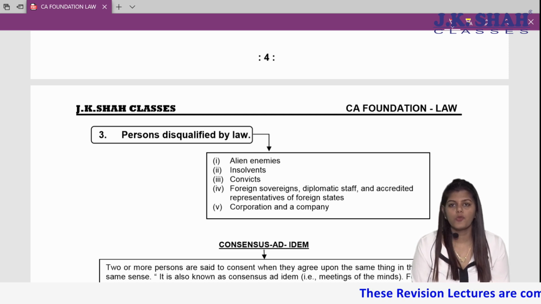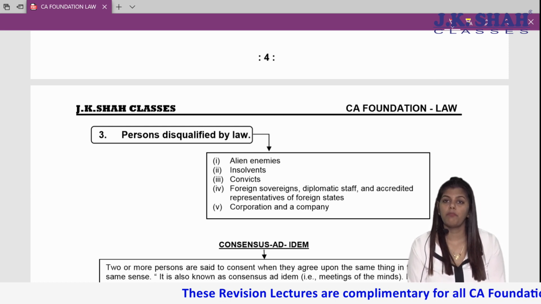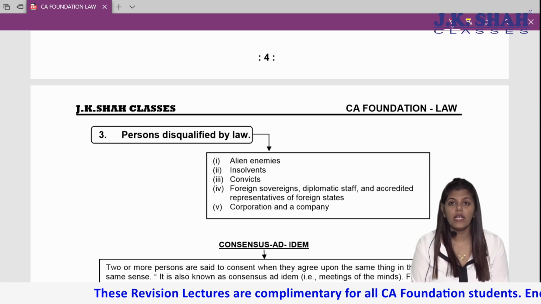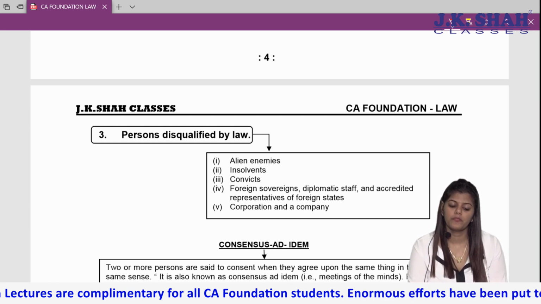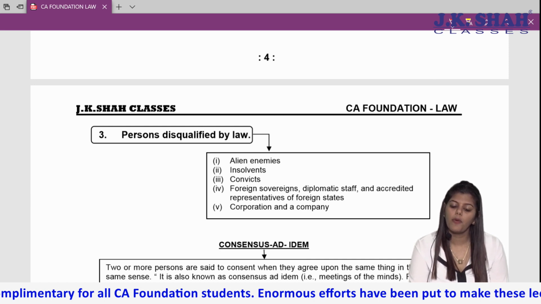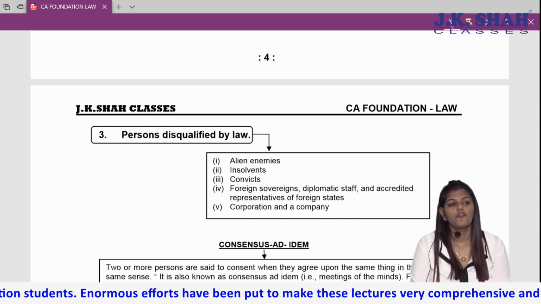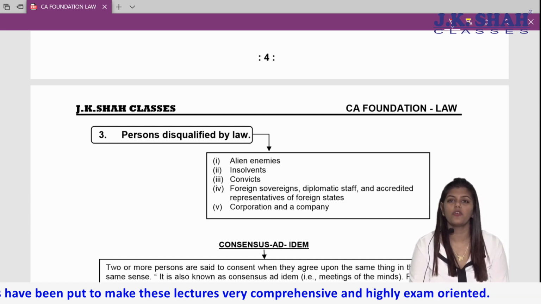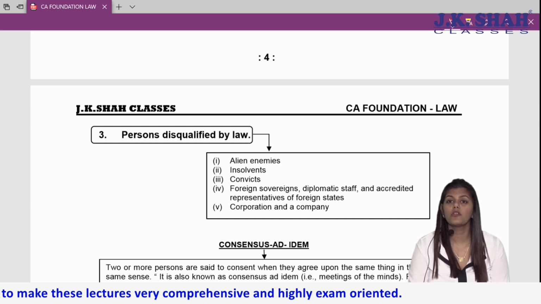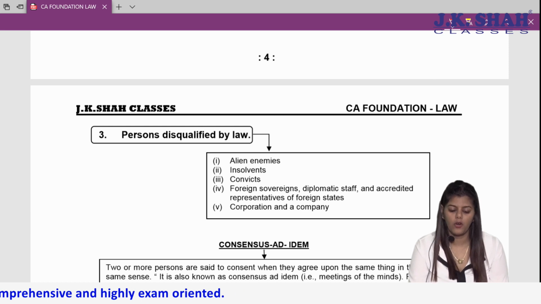Insolvents, bankrupts, you can't. Convicts, people who are convicted by the court, people who have been guilty and they have been announced guilty by the court. Foreign sovereigns, diplomatic staff, representatives of foreign state, all these big people. For example, any president of any other country comes to India, you cannot directly go and contract with him because he enjoys certain protections. So, yes, he is disqualified by law.